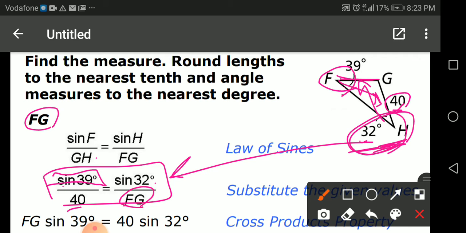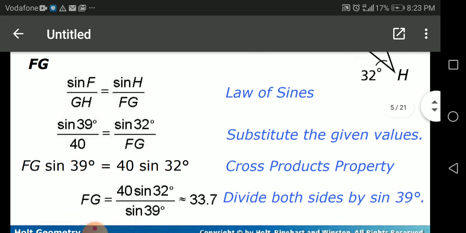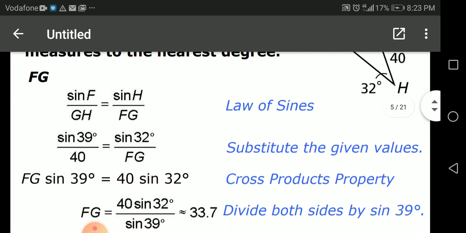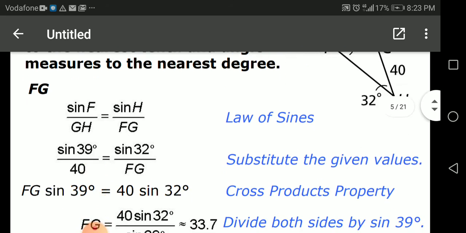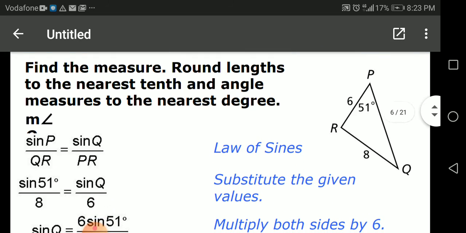How can I get FG? Make it the unknown and cross multiply. So we've got 40 times sine 32 all over sine 39. By using my super calculator, you get 33.7, rounded to the nearest tenth. Okay guys, this is after rounding. Okay, let's have another question. I think it is very easy.